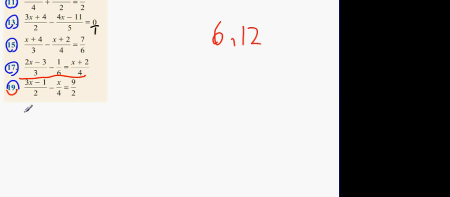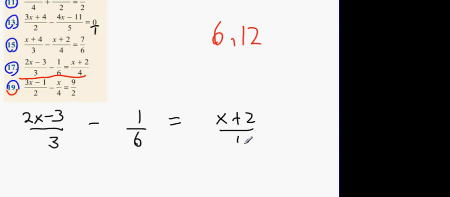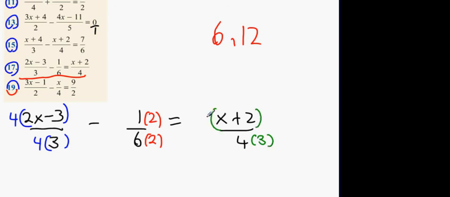Okay, so that's 2x minus 3 all over 3 minus 1 over 6 equals x plus 2 over 4. Do you notice the gaps I'm leaving in here? Because I know I'm going to adjust it in a second, okay? So let's start off. What do we need to multiply the 3 by? 4. And what do we need to multiply the top by? 4. What about the next one? 2 and 2. And then finally, what about the last one? 3 by 3. Luke?